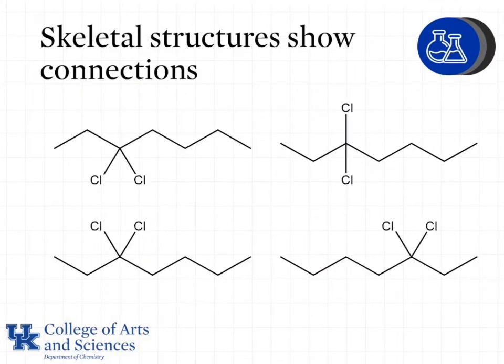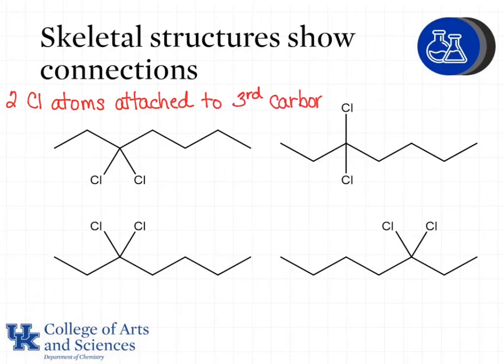An important thing to remember is that skeletal structures show us connections between atoms and not anything about the 3D geometry of a molecule. All 4 of the examples shown are for the exact same molecule. Even though the chlorine atoms are shown in slightly different orientations, it is still the same species. If we look, we'll see that we have 2 chlorine atoms attached to the 3rd carbon. And that's going to be true for all 4 of these molecules.